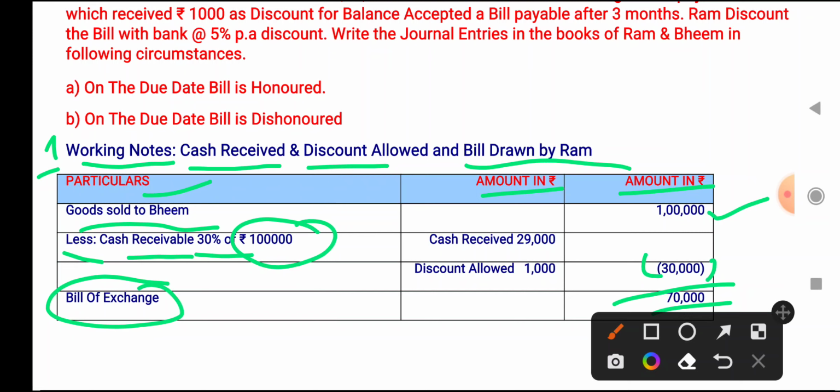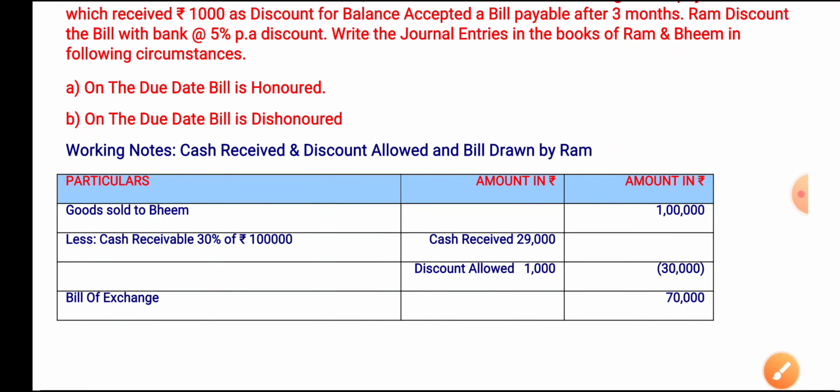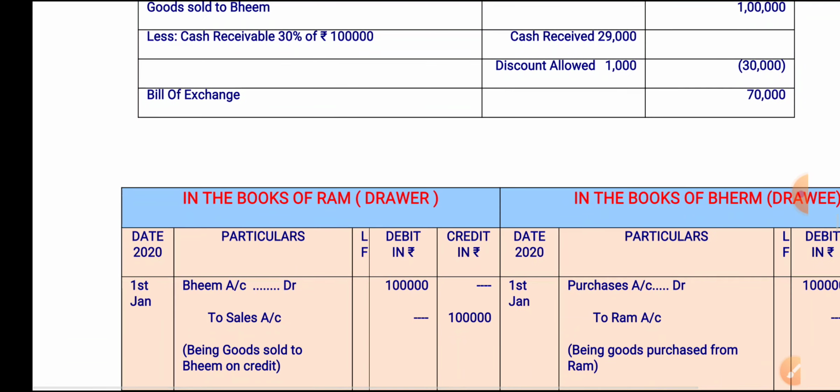Hope you have understood till here. But out of this 30,000 he is receiving cash discount of 1000. So how much cash is received? Only 29,000, because he is allowing 1000 rupees as discount. So please be careful with these things while writing the journal entry. So let us see the journal entries.